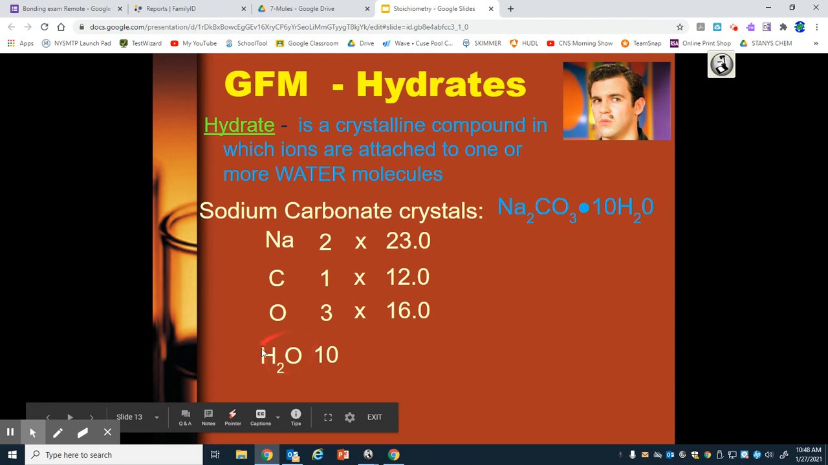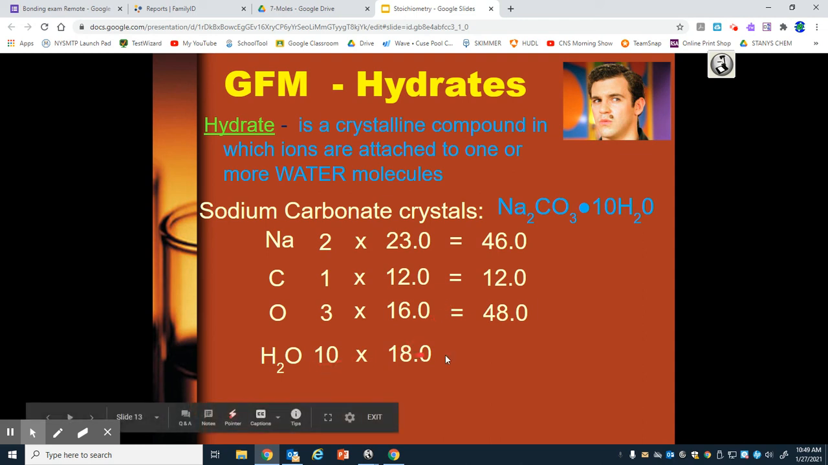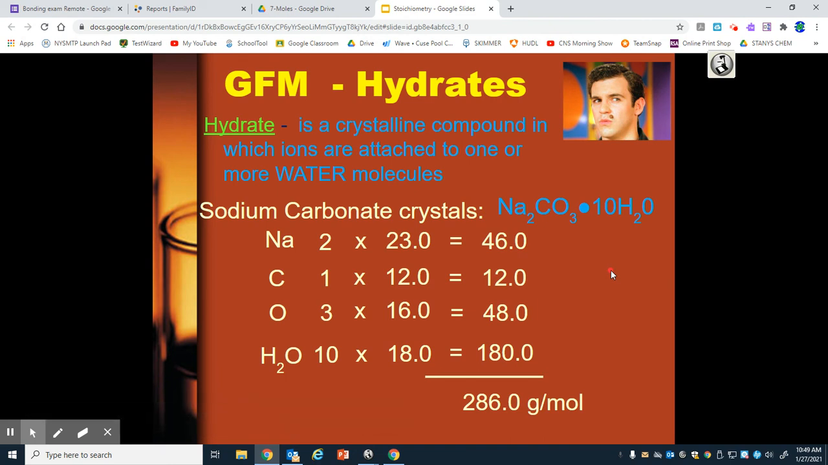And now water, and water is a very simple compound, and we did it already. If you look back in your notes, you can get the GFM of water, but water's GFM is 2 hydrogens and 1 oxygen, which is 18. Okay, so now we got 2 times 23 is 46. 1 times 12 is 12. 3 times 16 is 48, and 10 times 18 is 180. Now you just add all these up, and when you add all those up, you get 286 grams per mole. So it's a pretty massive particle for sodium carbonate decahydrate.